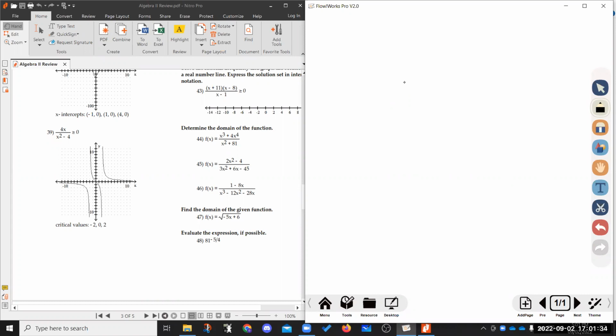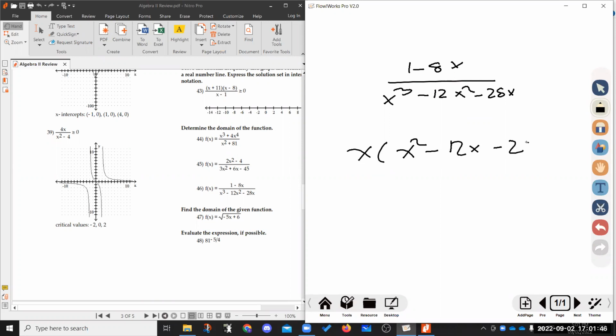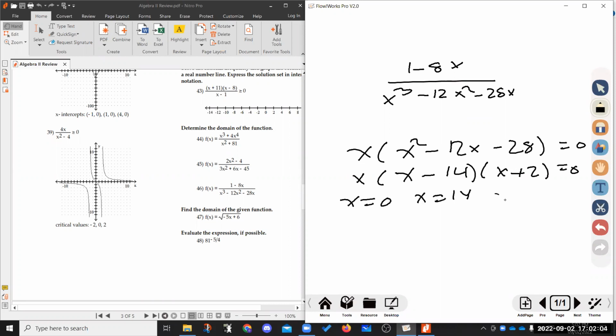This last one here, 1 minus 8x over x to the third minus 12x squared minus 28x. We're going to pull out the common factor of x. X squared minus 12x minus 28. Factors of 28 that have a difference of 12 are going to be 2 and 14. The 14 is negative. The 2 is positive. X equals 0, x equals 14, x equals -2 are my bad points on my number line. So we have -2, 0, and 14.